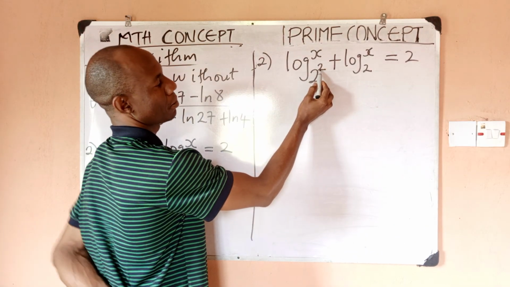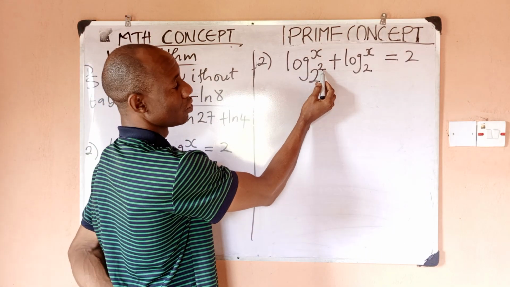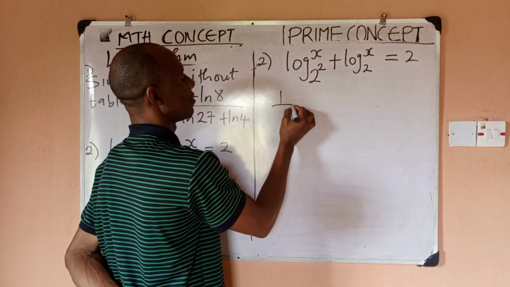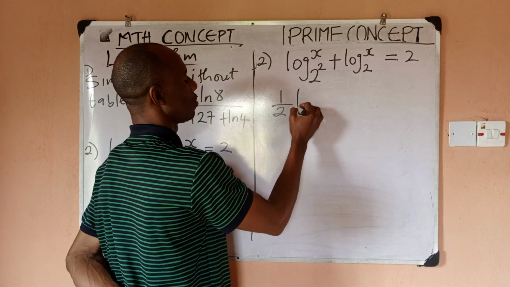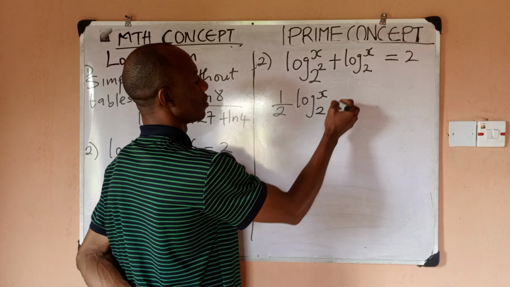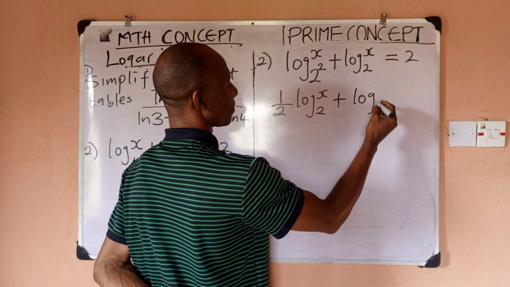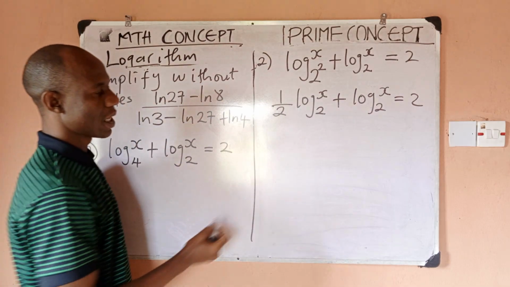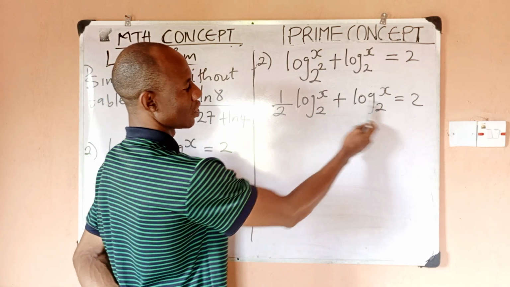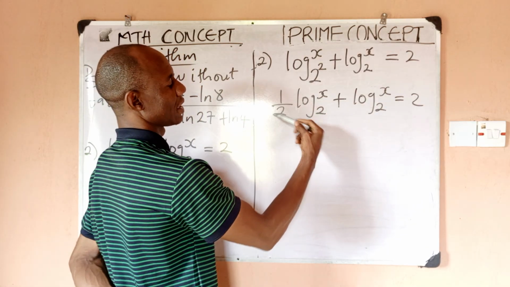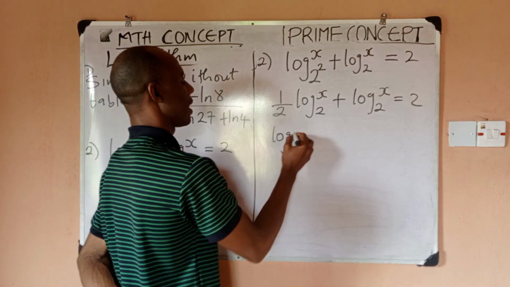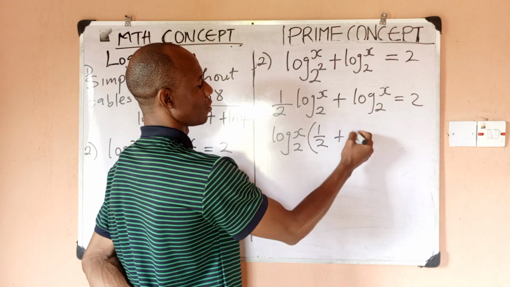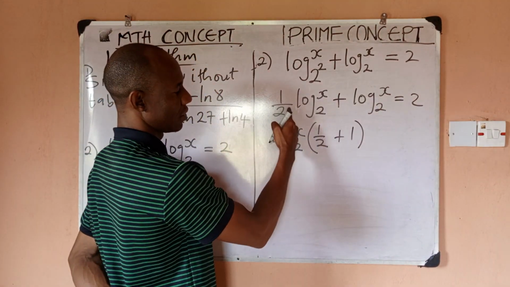And this base carrying a power, if you remember one of the rules we did, I can bring this power behind, but I'll say 1 divided by that power. So I have 1 divided by the power 2. So this will give me log x base 2 plus log x base 2, which is equal to 2, right? Yes. Now, you notice that log x base 2 is common, so I can factorize and bring this out. So I would have log x base 2, which is common. What am I left with here? I'm left with half plus, what am I left with here? With 1.